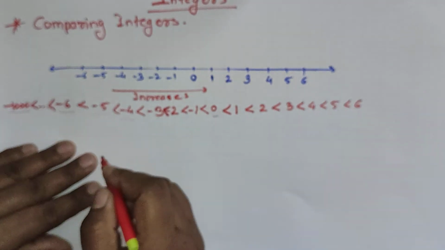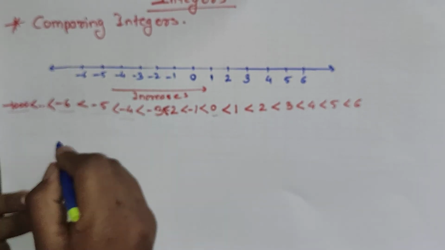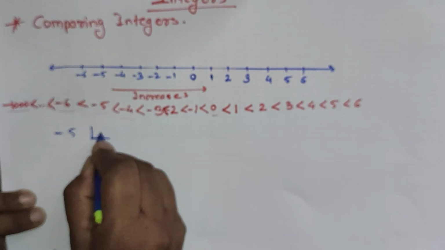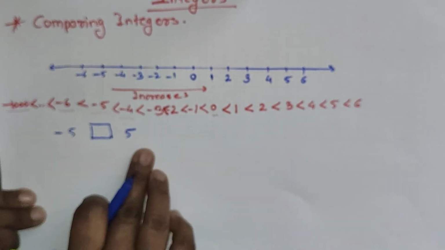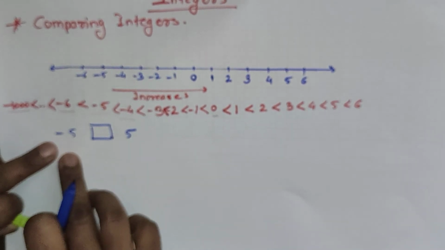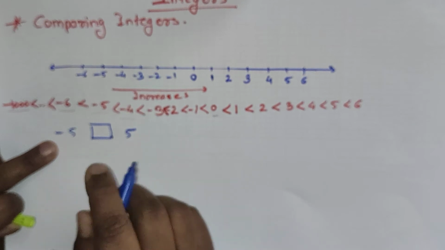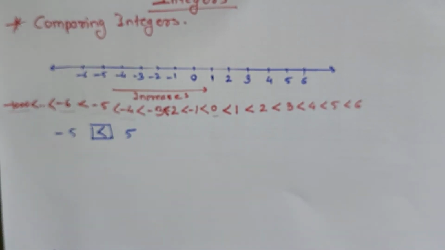If we compare in this way, suppose I write here -5 and a box, and here I write +5. Which is greater? As I told you, if the number is negative, it is always smaller than the positive number. So -5 is smaller than +5.